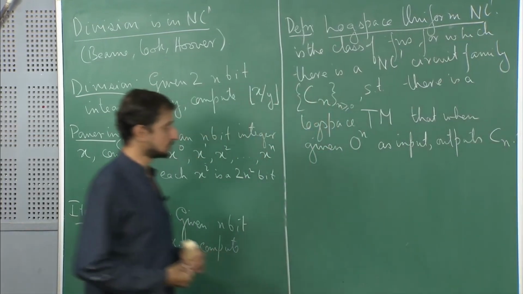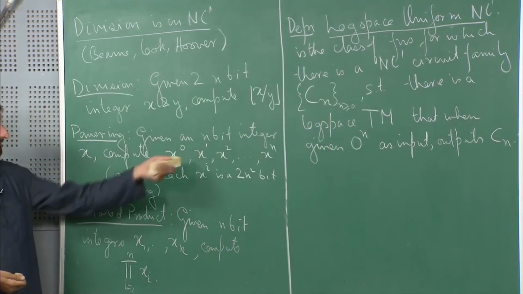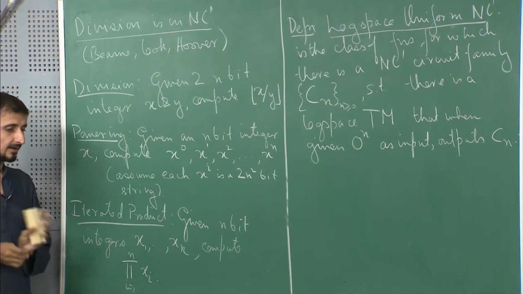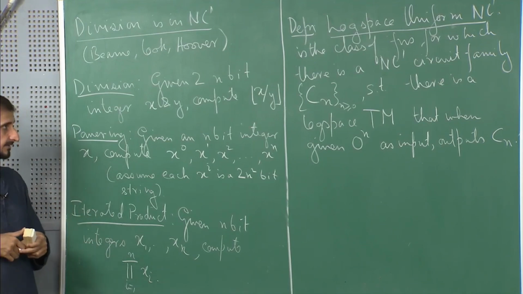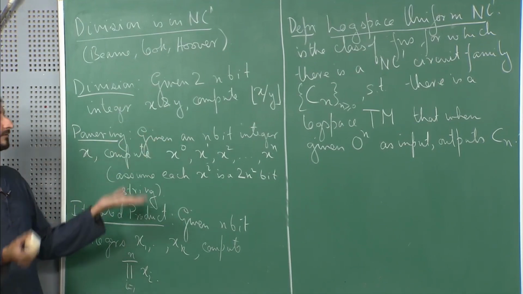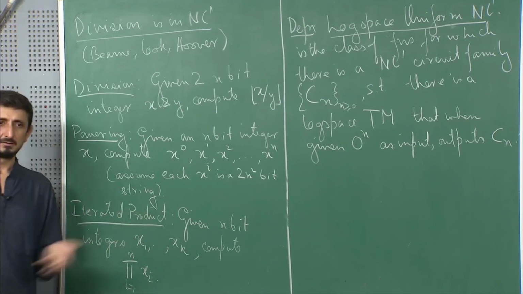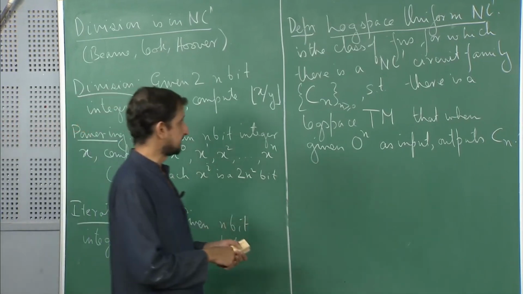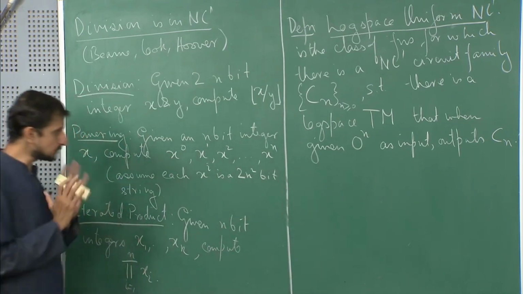What is the log space uniform NC1? We will only be looking at NC1 for the next couple of lectures. That is why I have defined it in terms of NC1, but you can define log space uniform for any other circuit class as well; it is a similar definition.